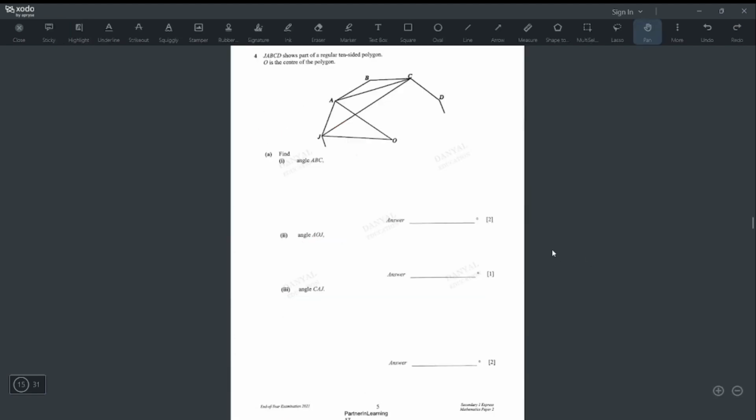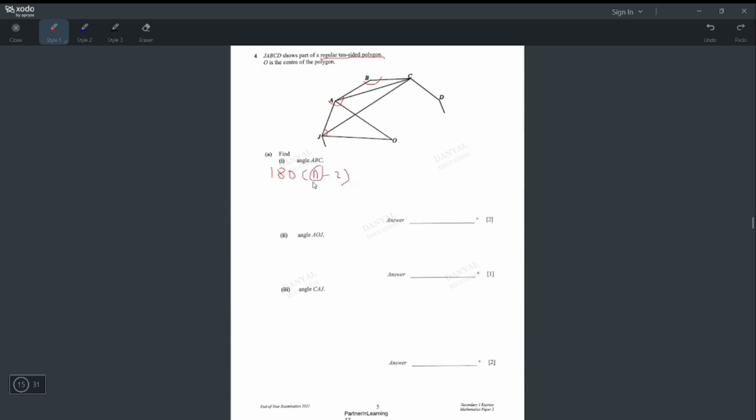Now for question 4, we're going to look at this angle question, and let's revise a bit on what the question is asking. We have JABCD, which shows a part of a regular 10-sided polygon. What this means is that each side is of equal length, and each angle in between these sides is equal as well. We can use the formula that the sum of all of these angles is equal to 180 times n minus 2, where n is the number of sides in the polygon. In this case, n is equal to 10, so it's 180 times 8.